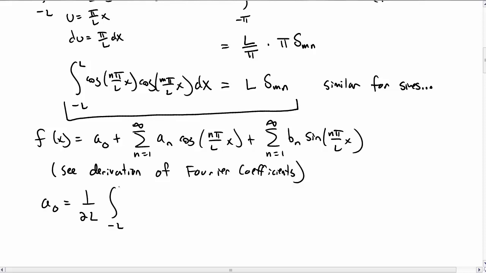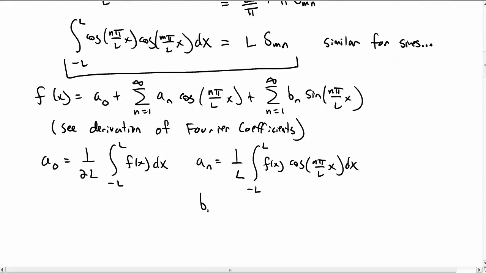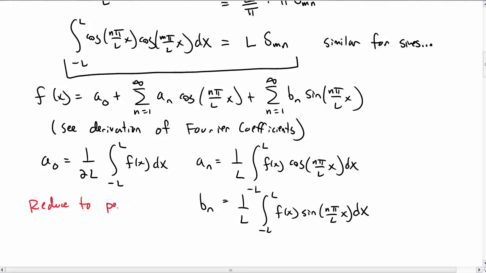The expressions we get are a0 is 1 over 2L, the integral from negative L to L of the function. A sub n is 1 over L, the integral from negative L to L, of the function times cosine of n pi over L x. And then a similar looking expression for the b sub n coefficients, except now, instead of cosine, we're going to have sine, n pi over L x dx. And please watch out for the n pi over L in those terms. Of course, these reduce to the usual period 2 pi results if you just let L equal pi, which is a nice check.